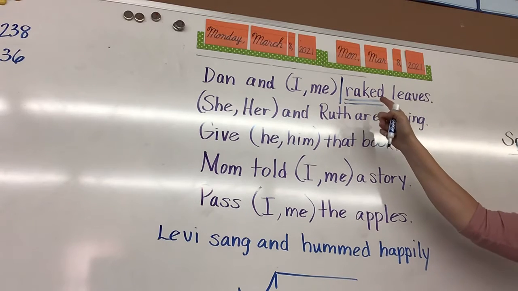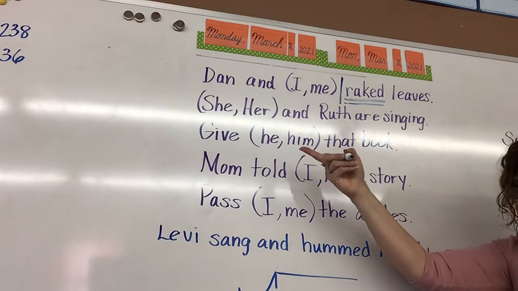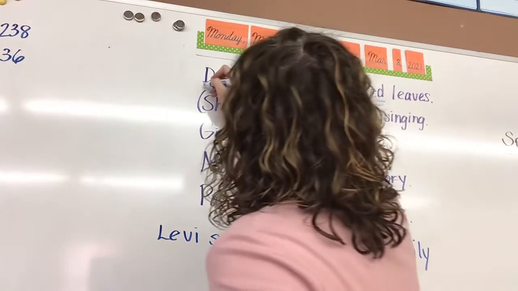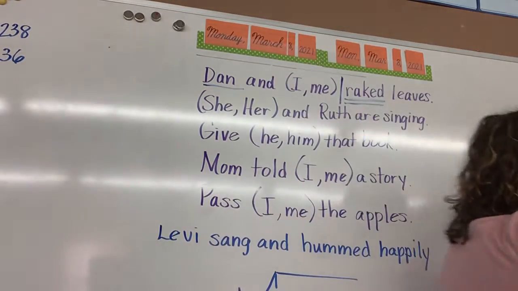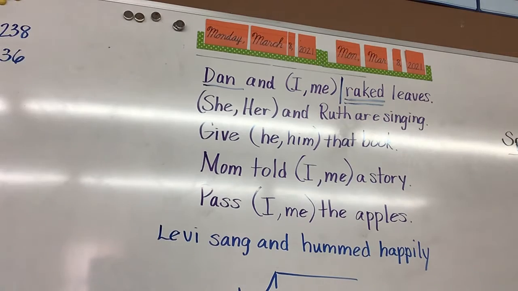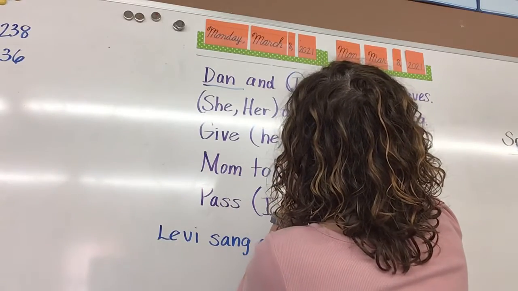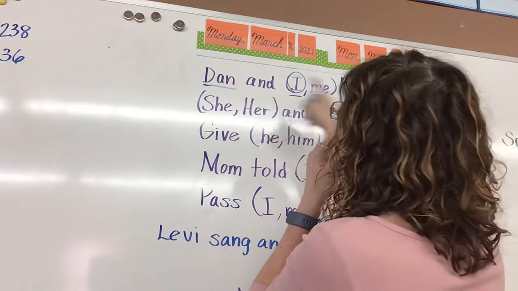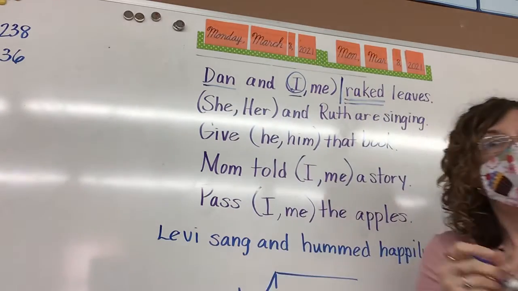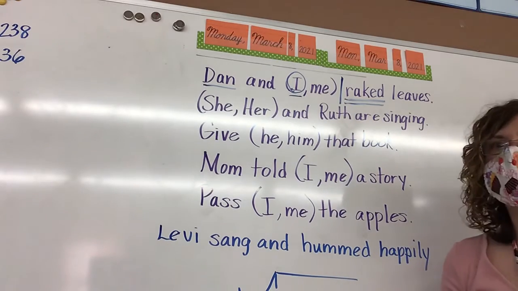All right, so then you ask yourself, who raked? Well, first let's start with Dan. And then for the pronoun, we are going to choose I. I think they're going to have you circle it. Yes, they want you to circle it. Now you also will underline it. So you're going to circle I and underline it because Dan and I raked. Would you ever say me raked? No, it doesn't even make sense, does it?